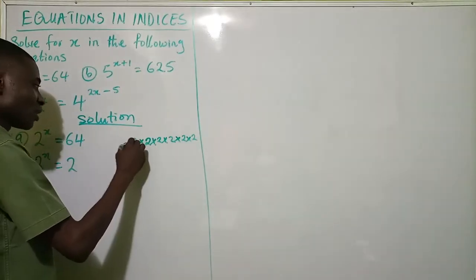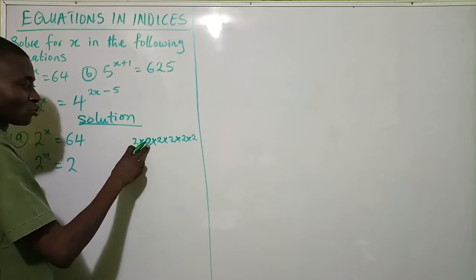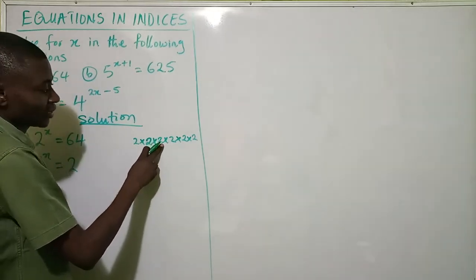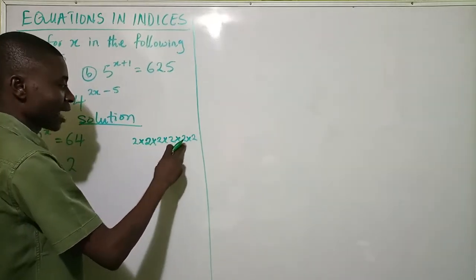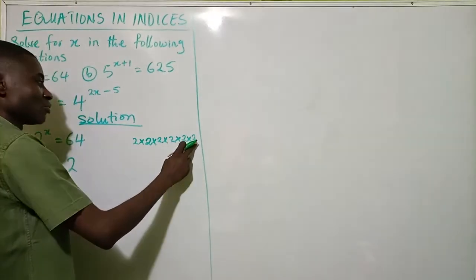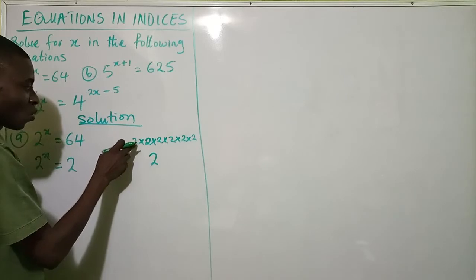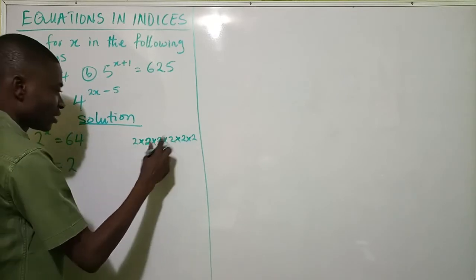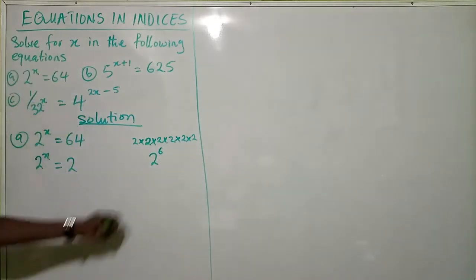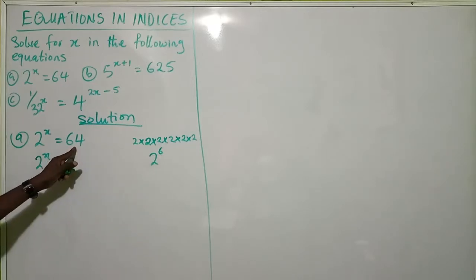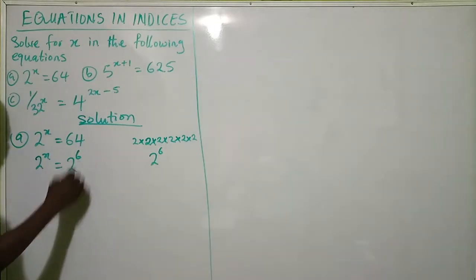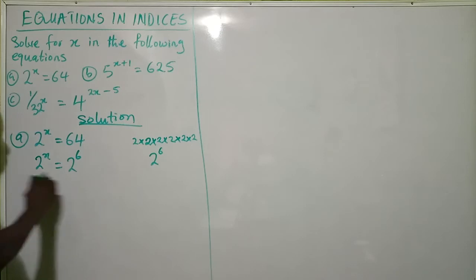So if I add another 2 again now, let's see. 2 times 2 is 4. Times 2 is 8. Times 2 is 16. Times 2 is 32. 32 times 2 is 64. So that means this is 2 raised to the power of how many now? 1, 2, 3, 4, 5, 6. 2 raised to the power of 6. It means that 2 raised to the power of 6 will give me 64. So what will I do from here?